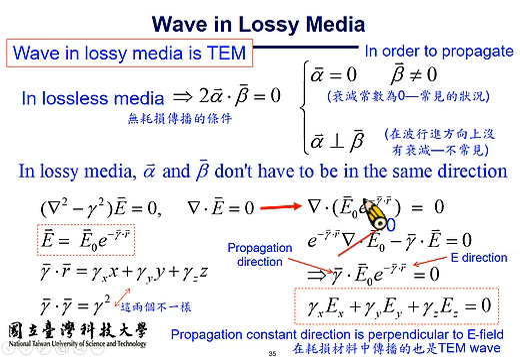This means the median is source-free, no charge. If this is non-zero, then you have electrical charge in that place. So if you substitute the E field representation with E sub 0 times exponential minus gamma dot R. The first one, gamma, is your propagation constant. The second one, R, is your position description. So the phase is dependent on the inner product of the two.